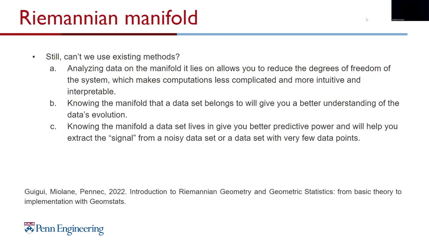but still, why can't we use the existing other methods? We don't want to make things very complicated. So this paper talks about three reasons why we should use Riemannian manifolds. First, analyzing the data on the manifold allows you to reduce the degree of freedom. Basically, when we train an autoencoder or such thing, what we do is lower the representation of the original input, and then use that to do some kind of classification or clustering.